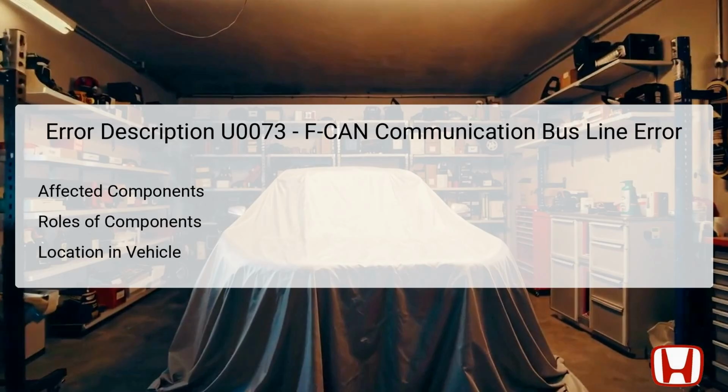This error indicates that signals cannot be properly transmitted or received over the FCAN network, which is vital for the synchronization of multiple vehicle systems. The FCAN network connects several ECUs, contributing to the vehicle's overall electronic architecture. When there is a failure in this communication line, it can severely affect the operation of dependent components and systems, which may lead to more extensive electrical issues.